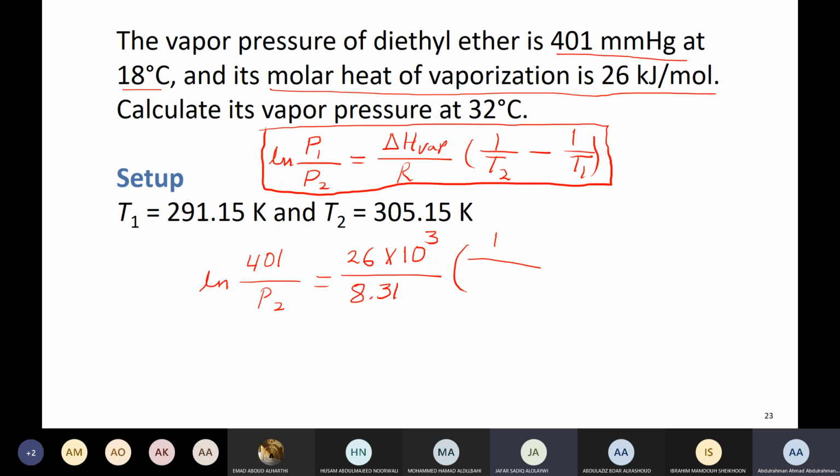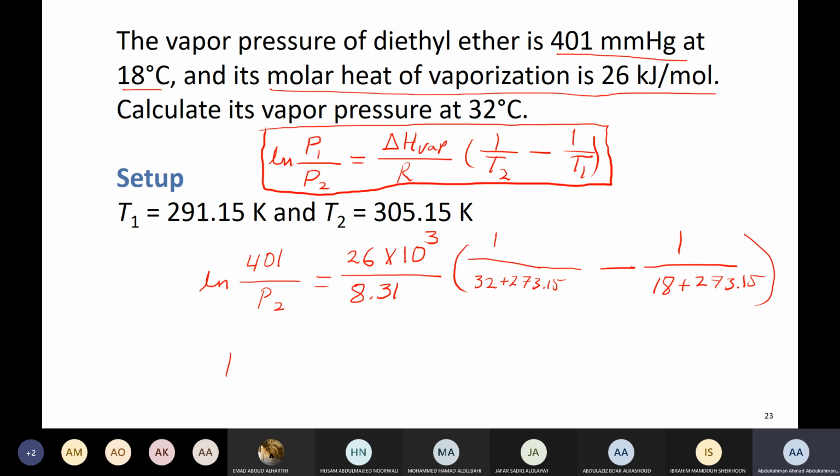1/291.15. Actually, 32. No, 300, the other one. Yeah, it's 32 plus 273.15. Okay, minus 1 over, what's T1? 18 plus 273.15. Okay, that's it. Okay, calculate P2.